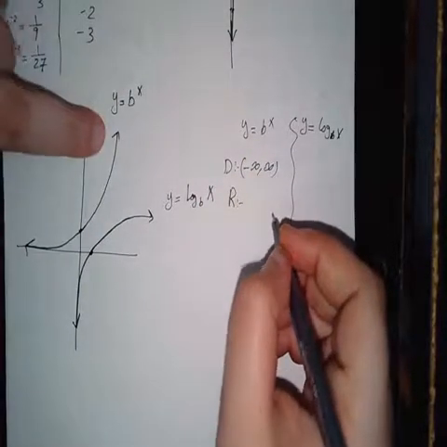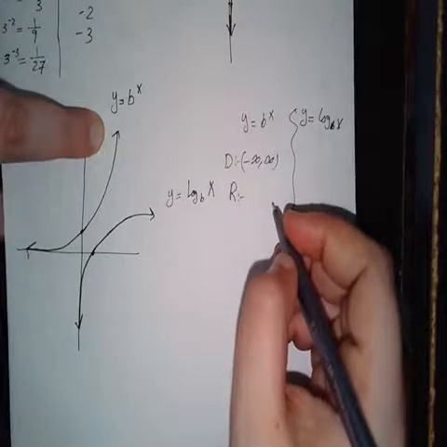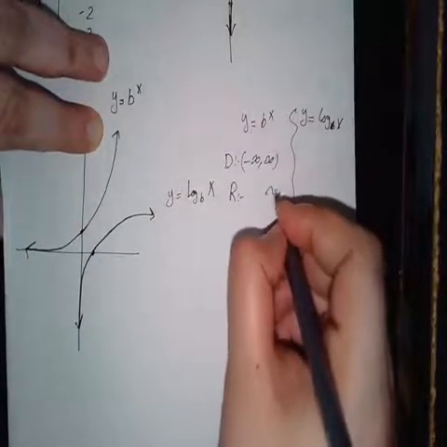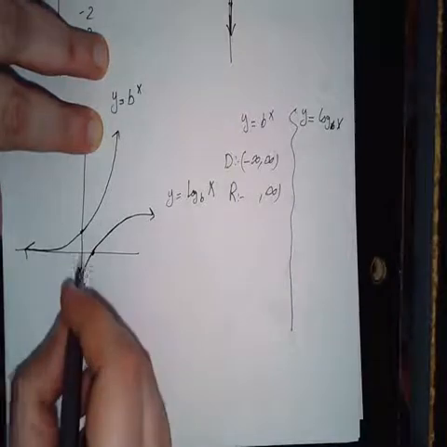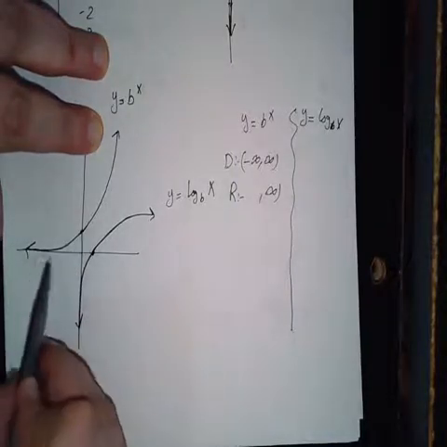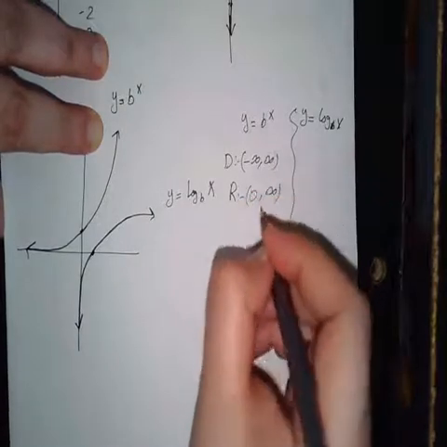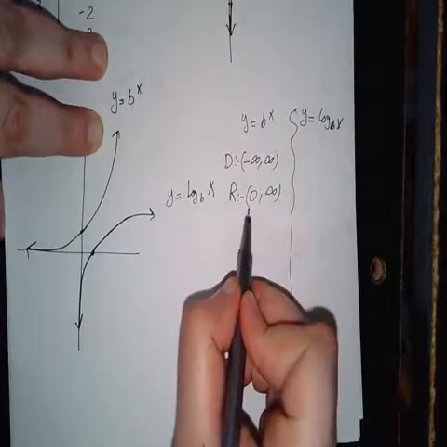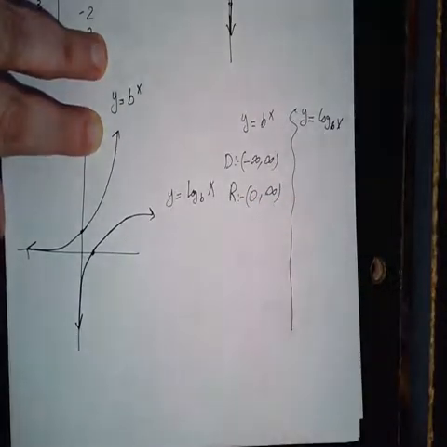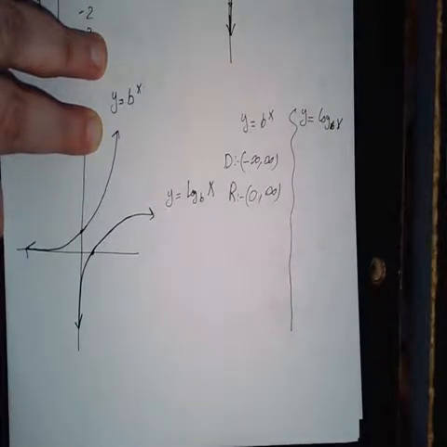So as far as the positives are concerned, it's going to positive infinity. So we know that. But it's never going to go to the negative. It's going to keep approaching 0, but never actually touches that 0. So it's 0, open-ended, all the way to positive infinity. Alright?